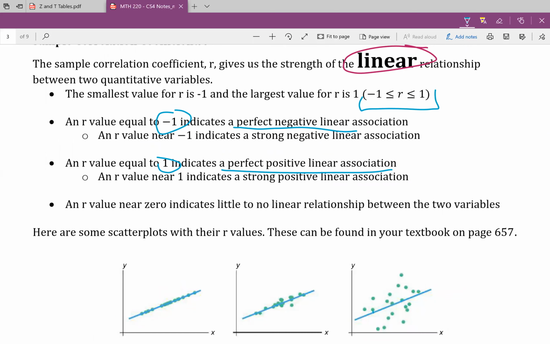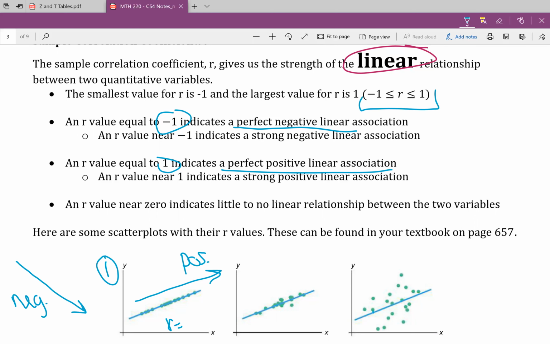So this line here, if we look at this first one, this line lies exactly on every single data point. Every single data point. So that is going to be either perfect negative or perfect positive. And the way we decide between negative and positive is the direction that we're going. Up and to the right is going to be a positive relationship. If your data is going down and to the right, that's going to be indicative of a negative relationship. So what we see right here is a perfect positive relationship.